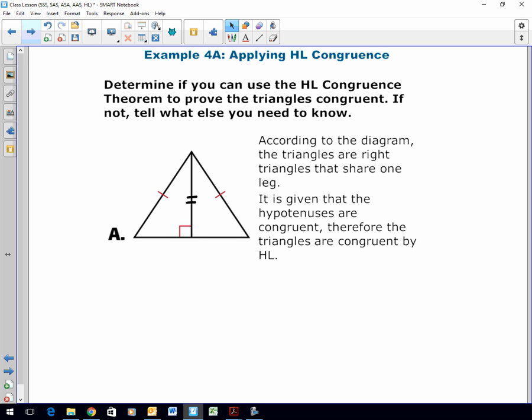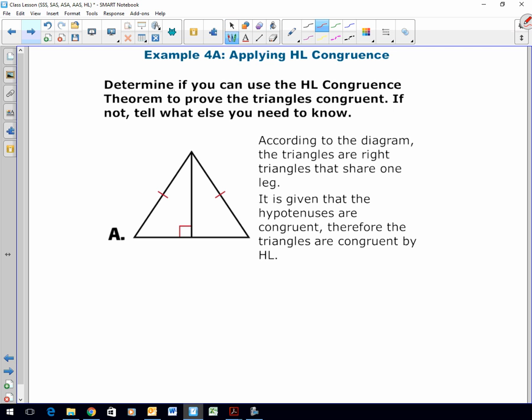And then, what about this one here? What about this triangle? What kind of triangle is it? It has a right angle. So what kind of triangle is it? If it has a 90 degree angle, it's a right triangle.